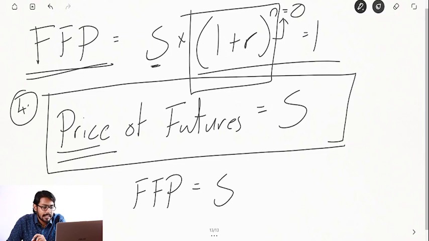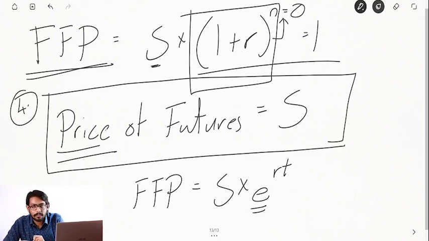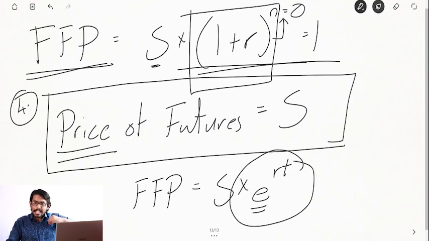FFP equals S into e raised to RT. CMA final students should only use this e power rt. However, for the sake of this class, just use 1 plus r raised to n for now. What is e power rt? I'll explain towards the end of futures. I promise I'll explain what is e power rt and how to find it. CMA final students must always solve their problems using e power rt. However, if you are in this class right now, please follow my method. Towards the end of the chapter, I'll explain how to use e power rt in detail. In the CMA material, all the questions are answered using e power rt.